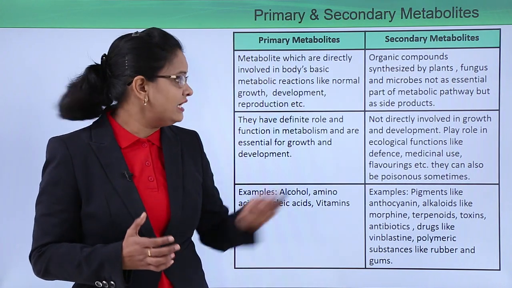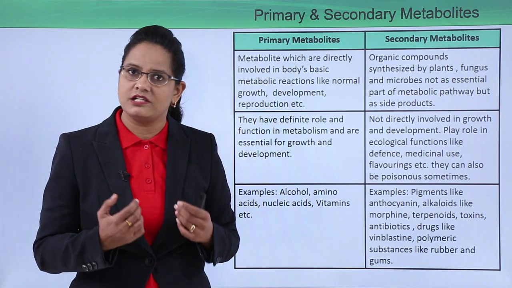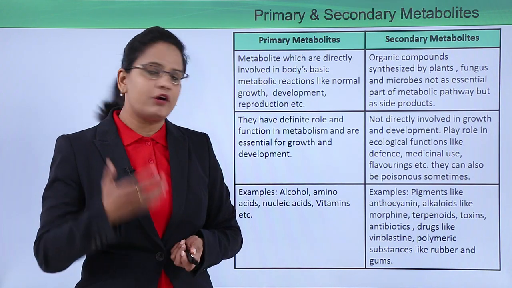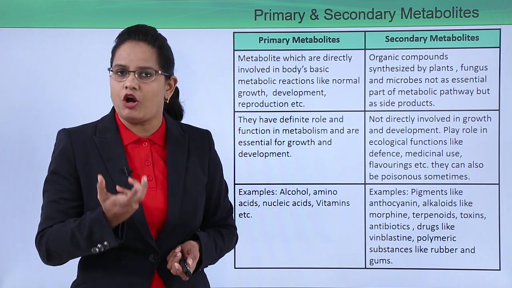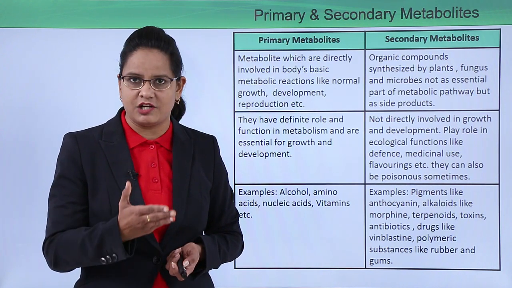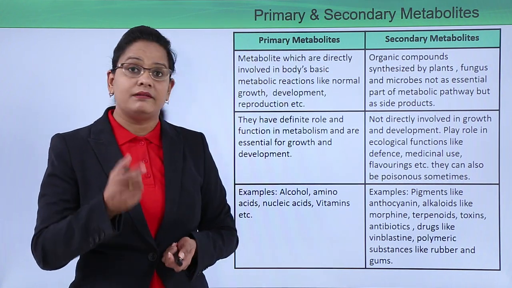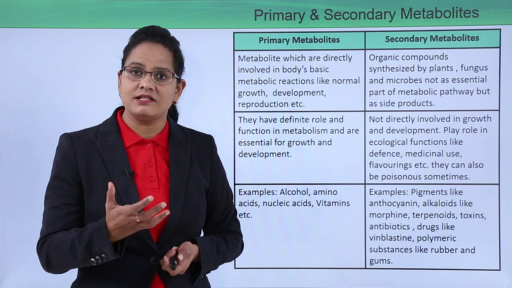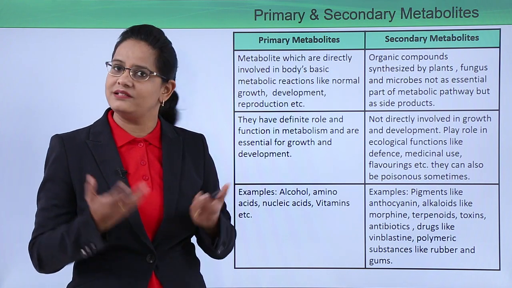Rather, they have ecological functions. What are ecological functions? They can have a medicinal use, they can be used for defense, and they can be used for flavorings. All of these functions are not necessarily very important but are certainly essential. All these functions are carried out by secondary metabolites. They can also be poisonous. So it is not that they are always good; they can be poisonous also, but primary metabolites cannot be poisonous.